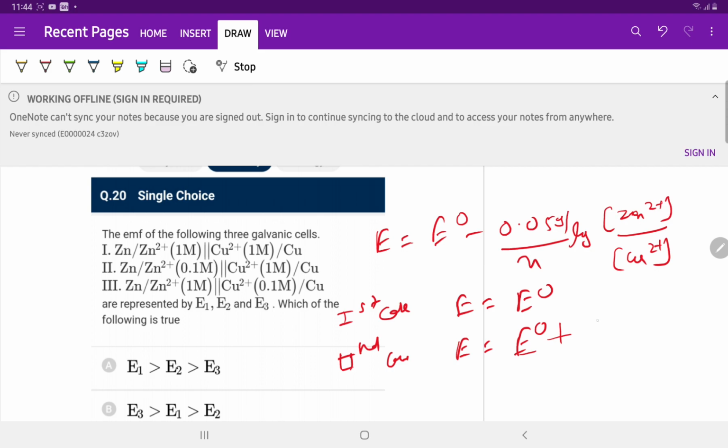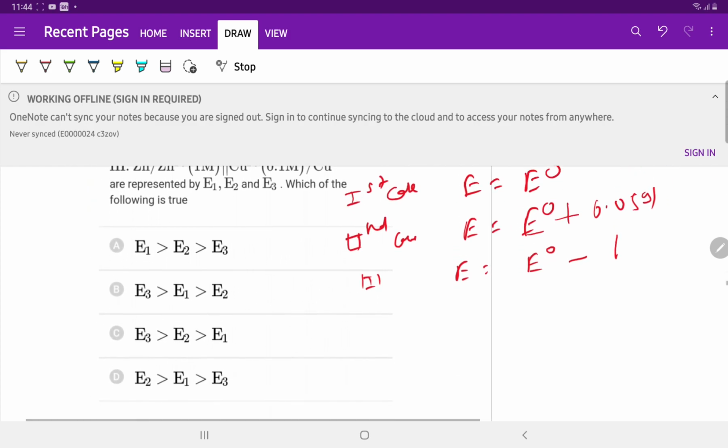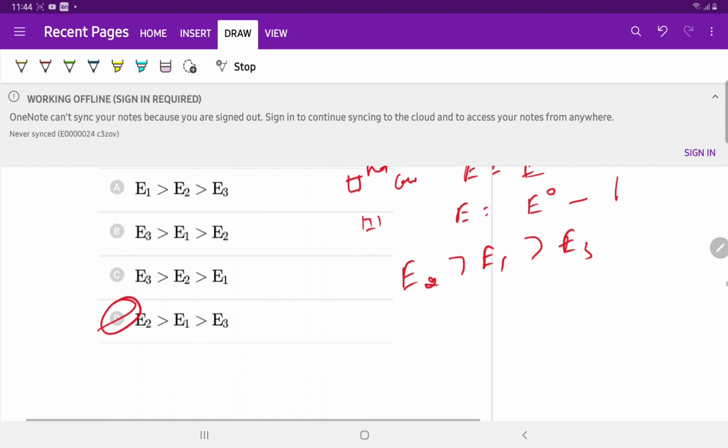Log 10 of 1 is 0.0591. In the third case, E cell is equal to E naught minus 1 log 10, E naught minus 1. So option 4 is correct: E2, then E1, then E3. So option D is correct for question number 20.